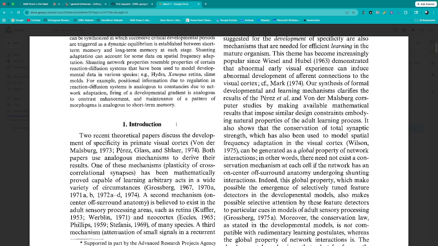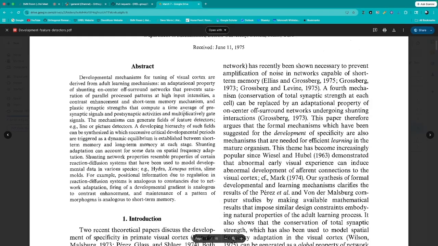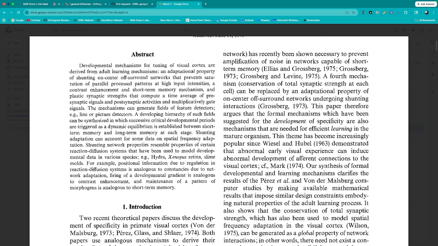A second mechanism, on-center off-surround anatomy, is believed to exist in the adult sensory processing areas such as retina and neocortex, in mammals. A third mechanism, attenuation of small signals in a recurrent network, has been shown to be necessary to prevent amplification of noise in networks capable of short-term memory. And a fourth mechanism, conservation of total synaptic strength at each cell, can be replaced as an adaptational property of on-center, off-surround networks undergoing shunting interactions.